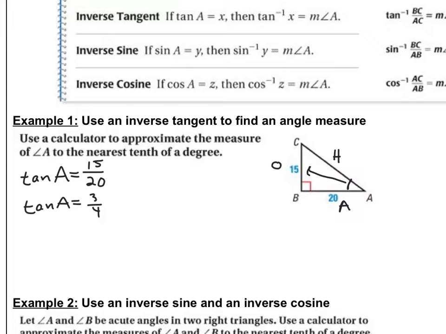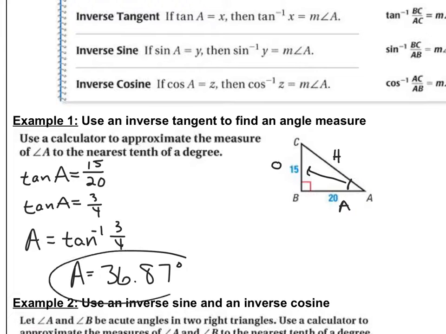Then we are just going to put A by itself and find the inverse tangent, so tangent to the negative first power of 3 divided by 4. In your calculator, because we aren't going to try to memorize these things, you'll usually have to hit the second button to get the inverse tangent. 3 divided by 4, hit the equals button, and you will find that A is equal to 36.87 degrees. So angle A is 36.87 degrees.